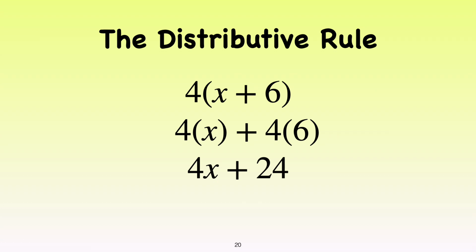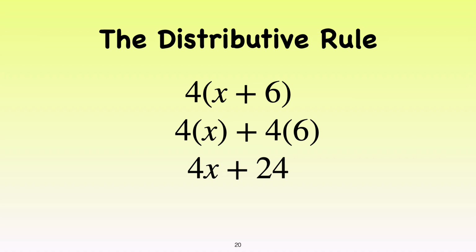Here's an example with a variable. You can think of it this way. There's a group, that's the parentheses, and the group has an unknown that we're showing as an x and 6 pennies if you want. There are 4 such groups. So how many x's are there? There are 4 x's. And 4 groups of 6 pennies would be 24 pennies.